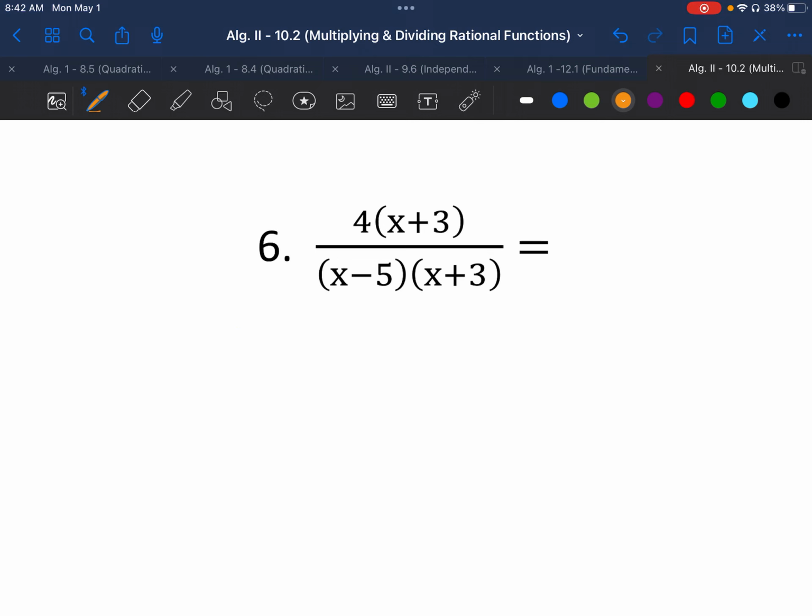Number 6, I want you to try this one on your own. All right, this one's already factored as well. So we have x plus 3 and x plus 3 both multiplying on the top and bottom. So then we're left with 4 over x minus 5. Call it good.